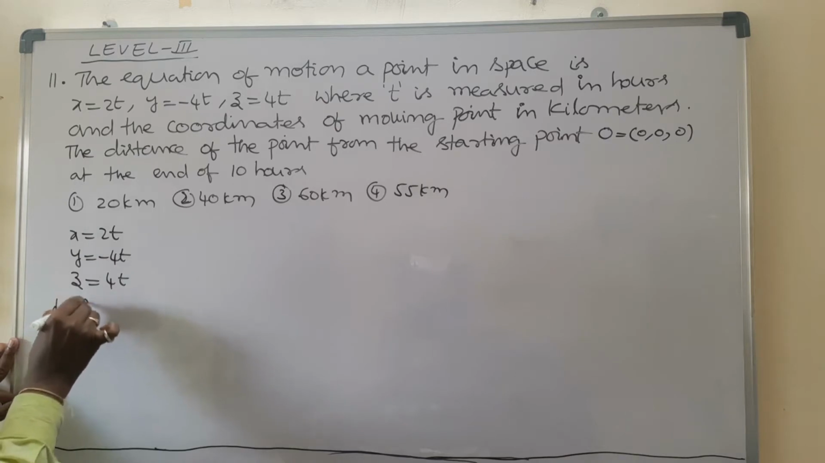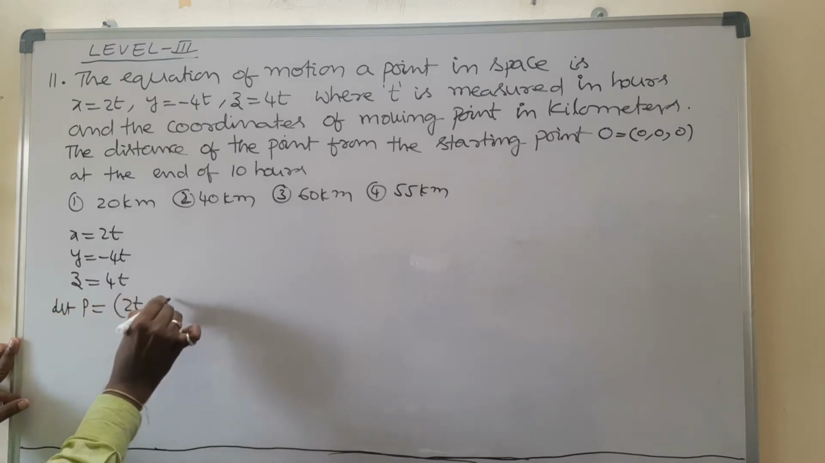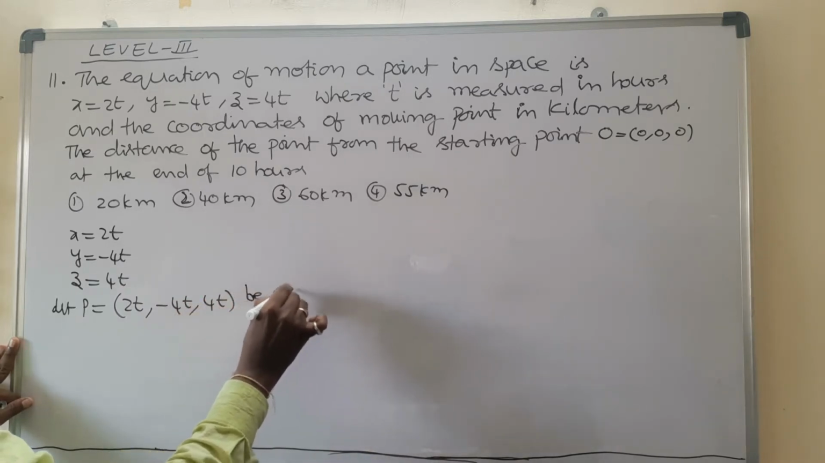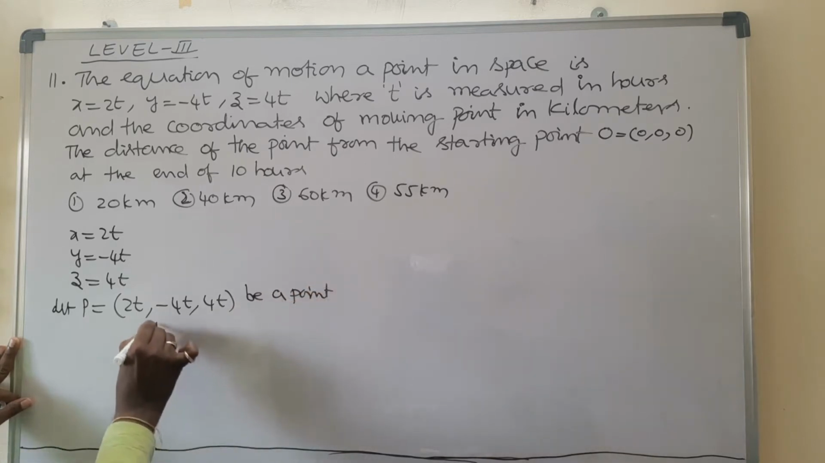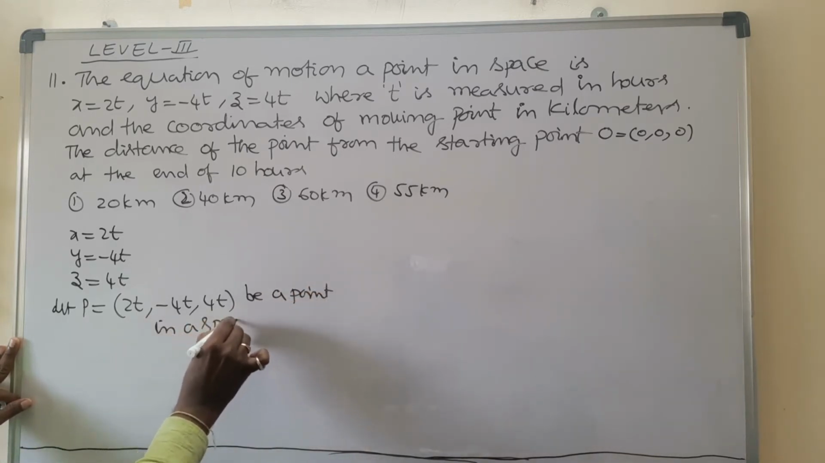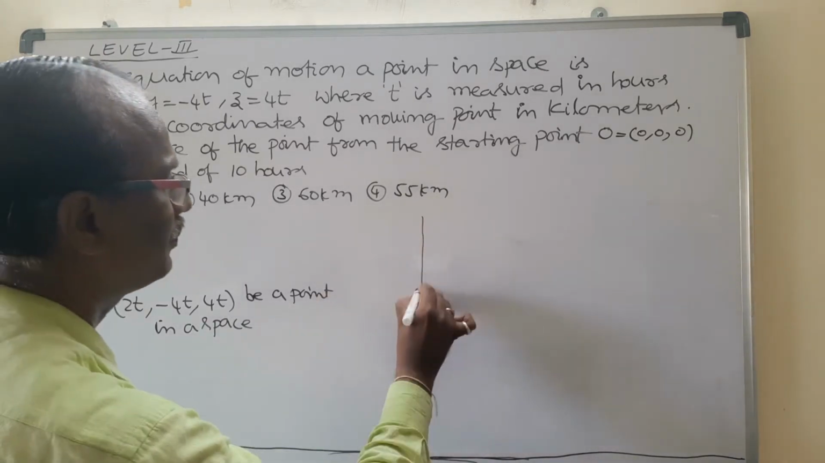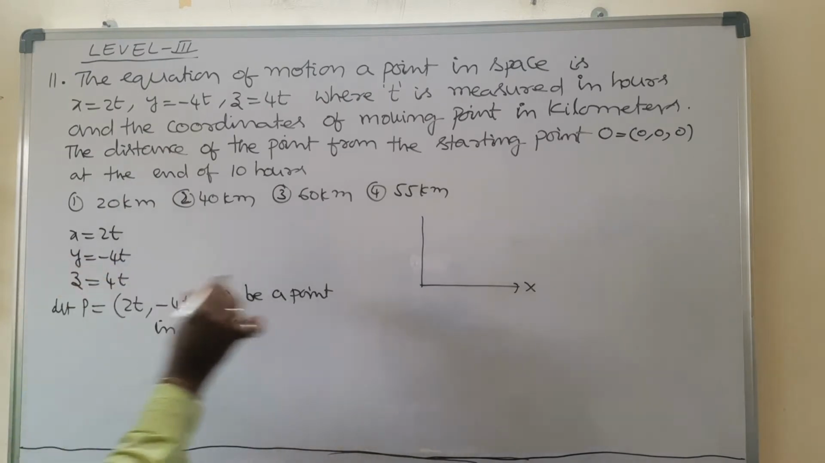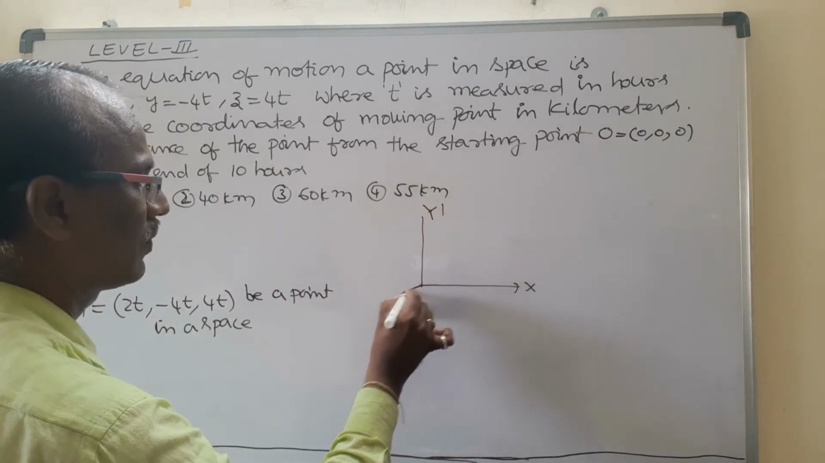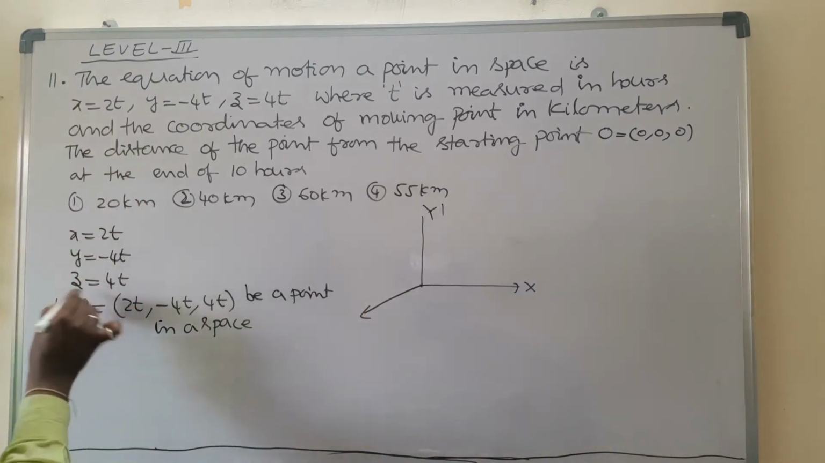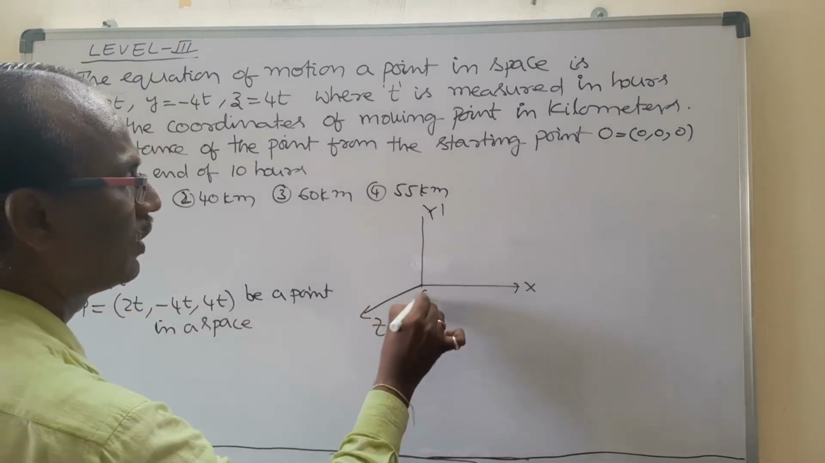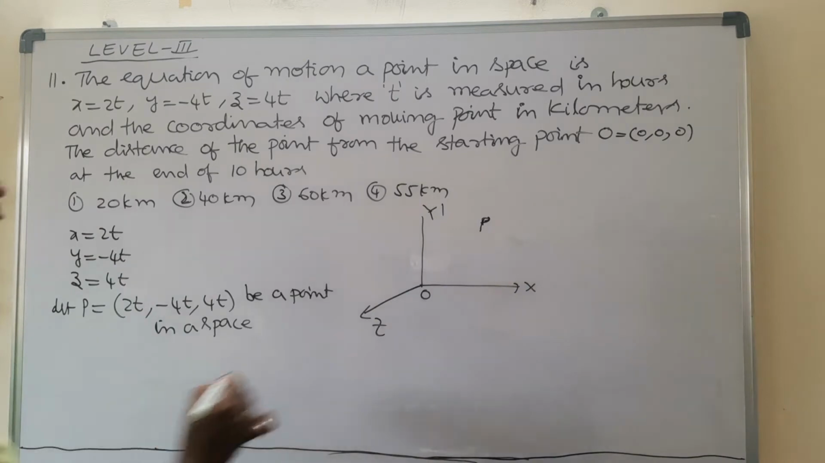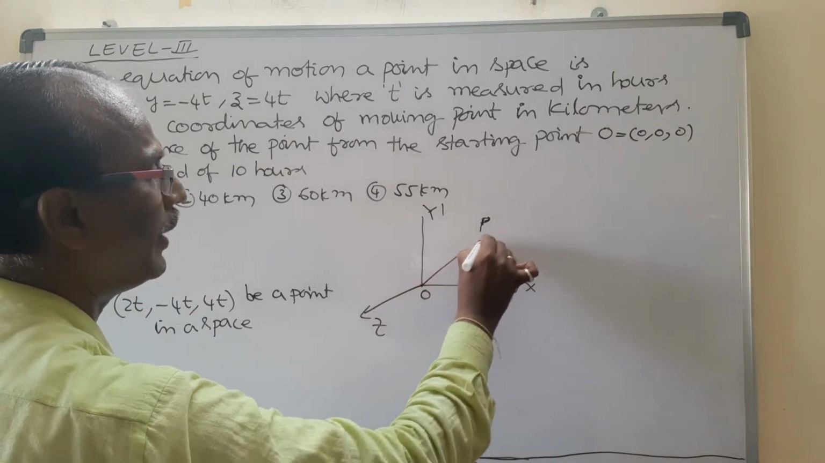Let P equal to 2t, minus 4t, 4t be a point in space. Here is the diagram representation. This is the x-axis. Here the y coordinate is negative, this is octant Y dash. Next, the z coordinate is positive. This is O, X, Y dash, Z. The point P lies in space, and we need to find the distance from point O to P.